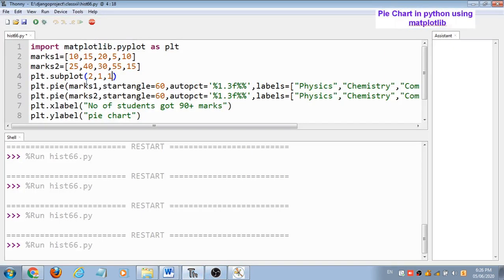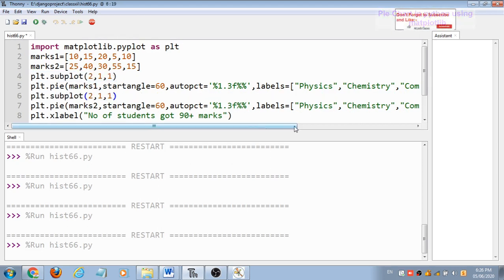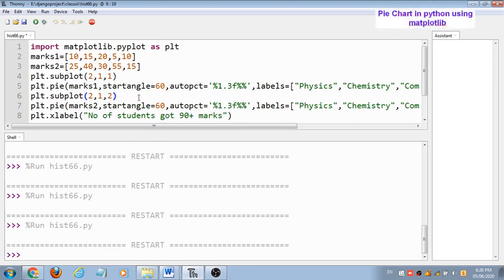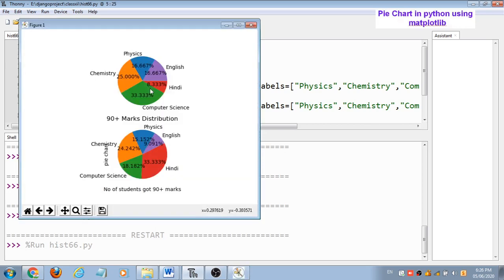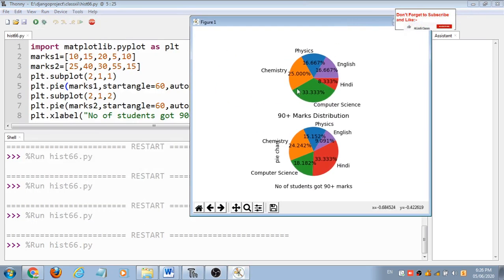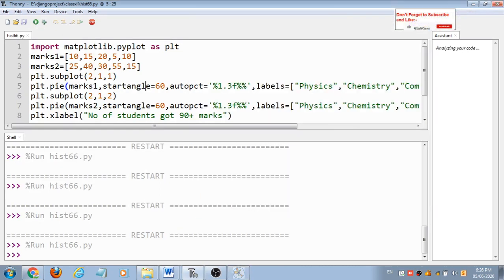Okay, let's see it practically. So 2, 1, 1 means it divides the plotting area into 2 rows and 1 column, and plots this pie chart at the first index. Then suppose I want this pie chart at the second index, then you can use 2. So what will happen is this pie chart is drawn at the top and this pie chart is drawn below, meaning this is the first index, this is the second index. Get it?